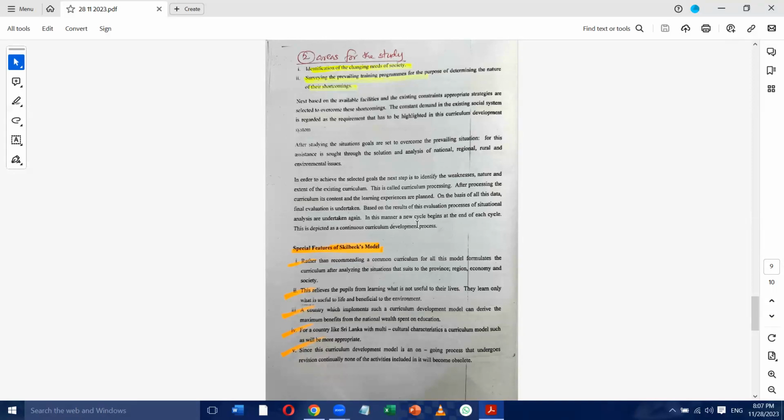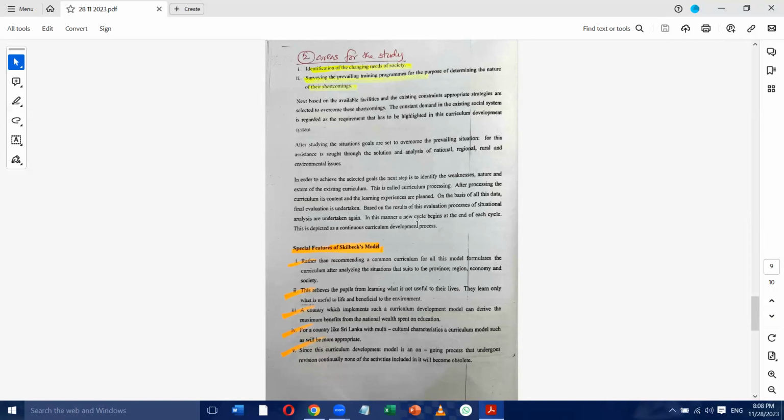Okay, next one. For a country like Sri Lanka with multicultural characteristics, a curriculum model such as this will be more appropriate. This concept is accepted, but practically it is very much impossible to have a different curriculum system for different provinces, regions, language-speaking people, cultures, or religions. So theoretically it is okay, but the practicability is very, very low when you speak about the content.